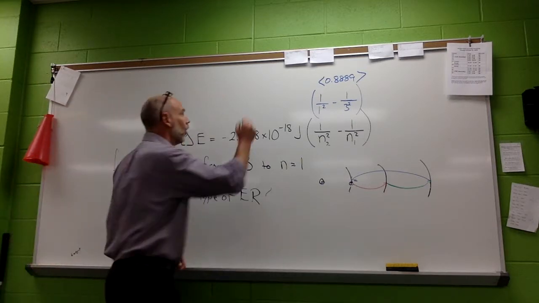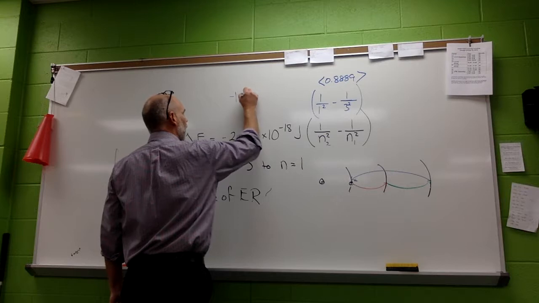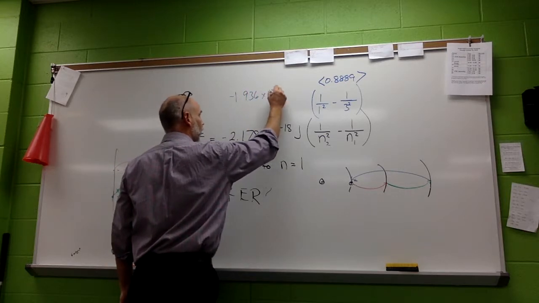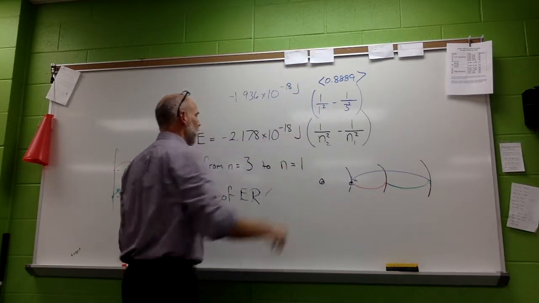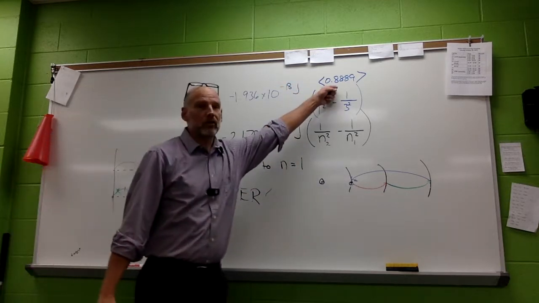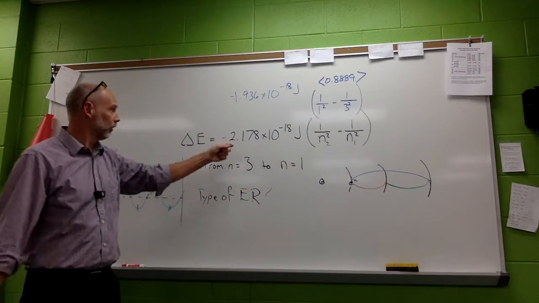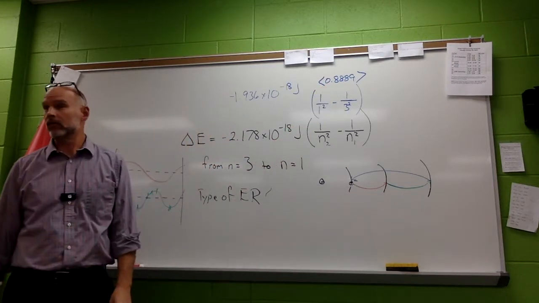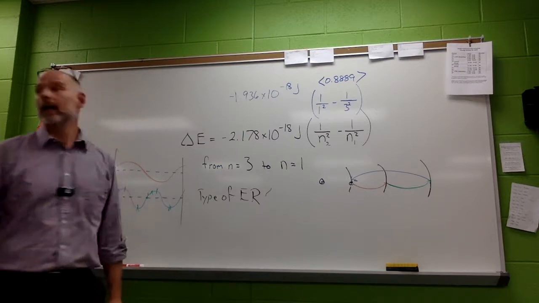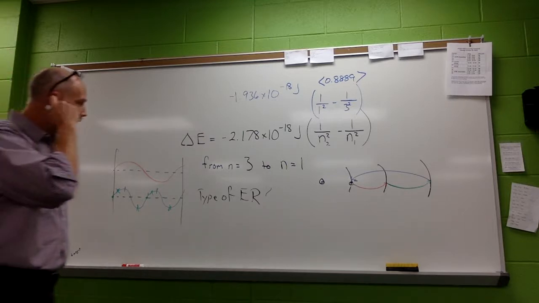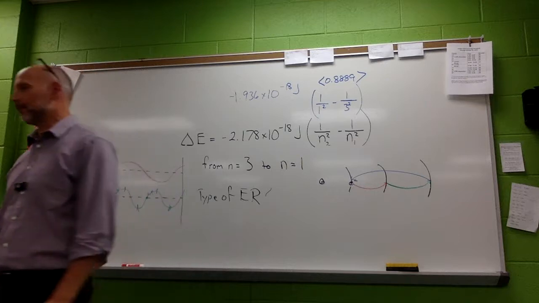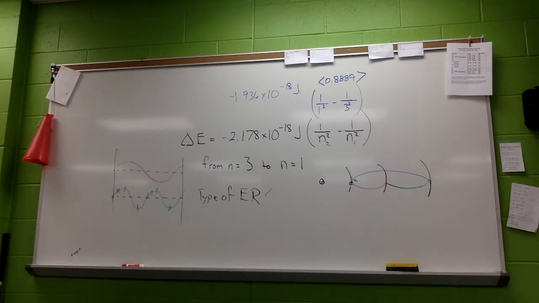But anyway, what do we get for the entire value for the energy? 1.936 times 10 to the negative 18th joules, which makes sense. This is about 9/10, and yeah, it makes some sense, doesn't it? Okay, so anyway, does the negative sign make sense? Yeah, because energy was released, right? At that point, we just take the absolute value because clearly you can't have a negative frequency or a negative wavelength, okay?